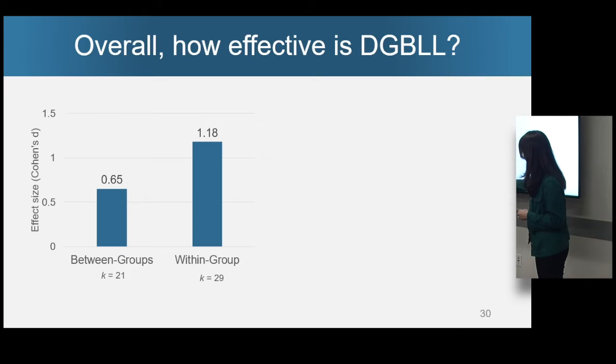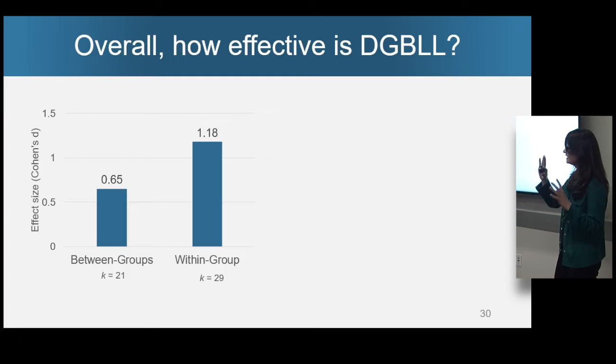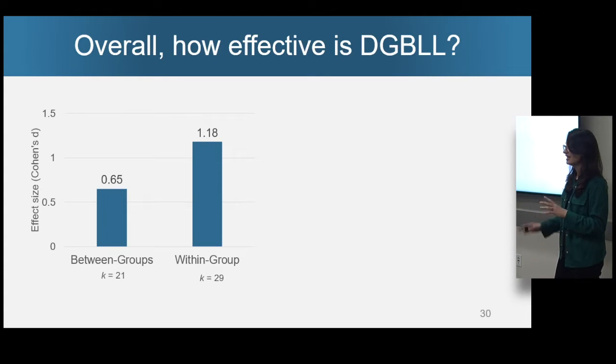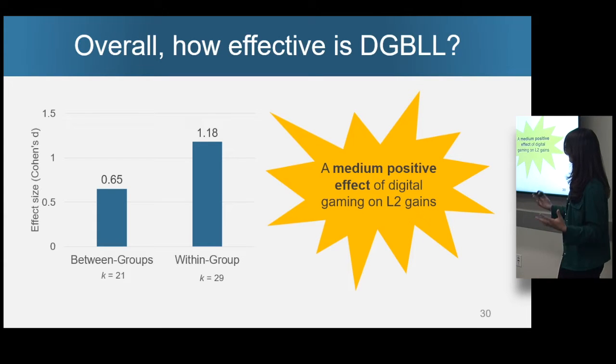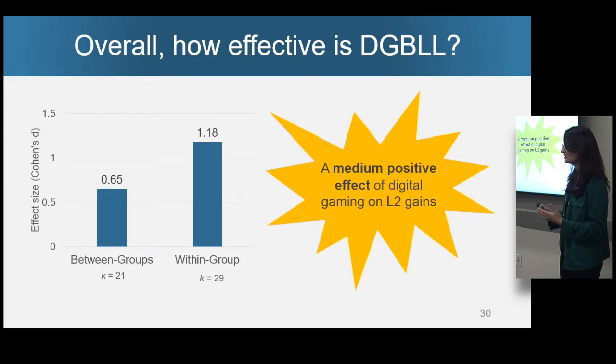So for between groups designs, you see that the effect size is 0.65. So what does that mean? The gaming group did better than the non-gaming group, and the difference between the groups is a medium effect size, okay? And then for within group, we have the effect size of 1.18. And what does that mean? The gaming group improved their language skills from pre-test to post-test, and that difference between the two tests is medium. And to summarize that, then we can say, yeah, there's a medium positive effect of digital gaming on L2 learning, which is really, really encouraging.